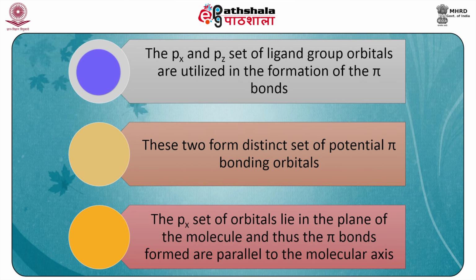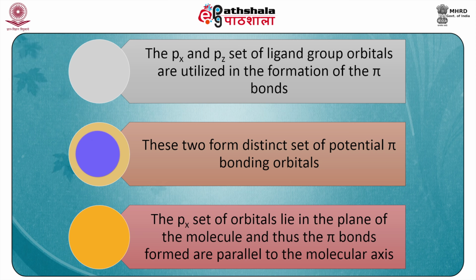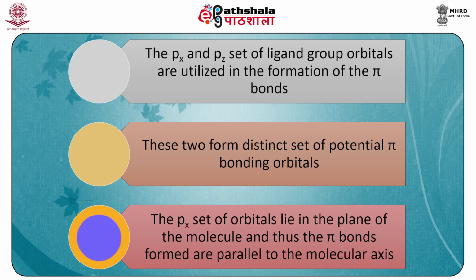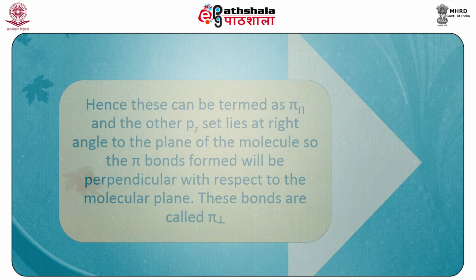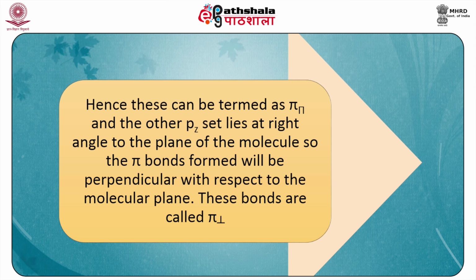The px and pz set of ligand group orbitals are utilized in the formation of the pi bonds. These two form distinct sets of potential pi bonding orbitals. The px set of orbitals lie in the plane of the molecule, and thus the pi bonds formed are parallel to the molecular axis. Hence, these can be termed as pi parallel, and the other pz set lies at right angle to the plane of the molecule.